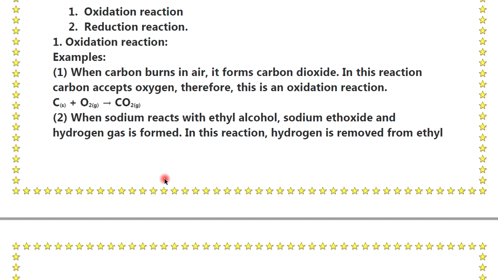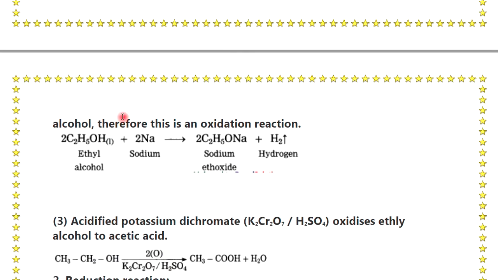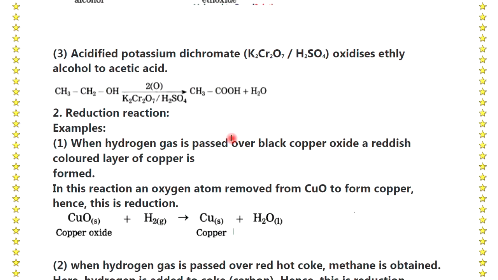Second point, when sodium reacts with ethyl alcohol, sodium ethoxide and hydrogen gas are formed. In this reaction, hydrogen is removed from the ethyl alcohol. Therefore, this is an oxidation reaction. That is, 2 C2H5OH ethyl alcohol plus 2 Na gives rise to 2 C2H5ONa, sodium ethoxide, plus H2, hydrogen, is evolved.